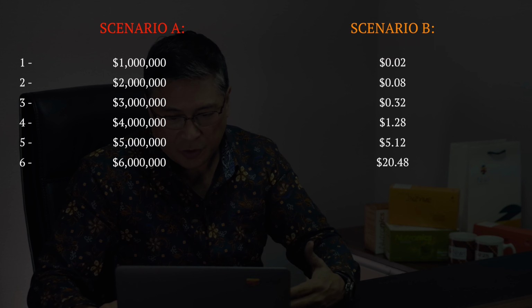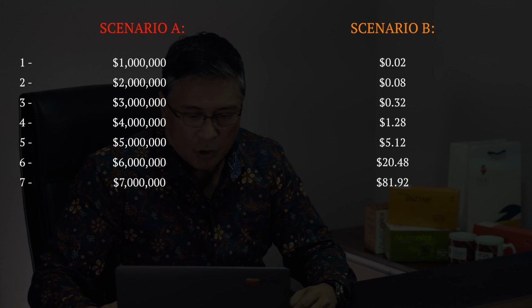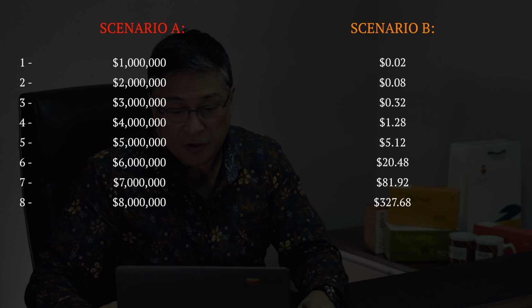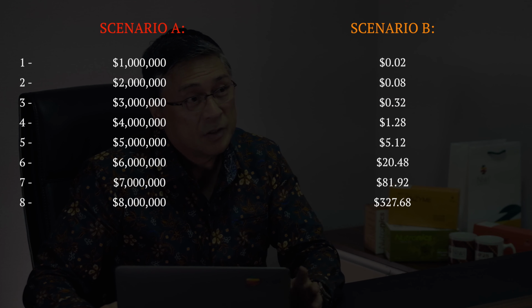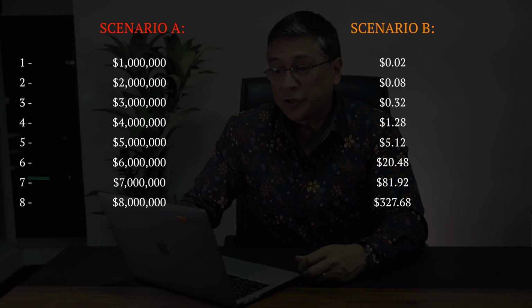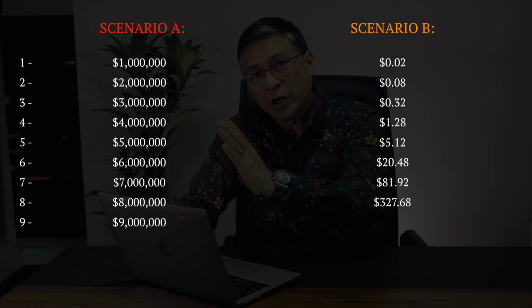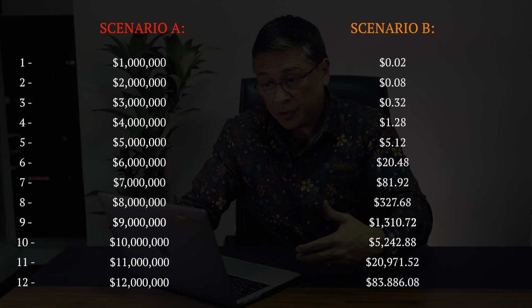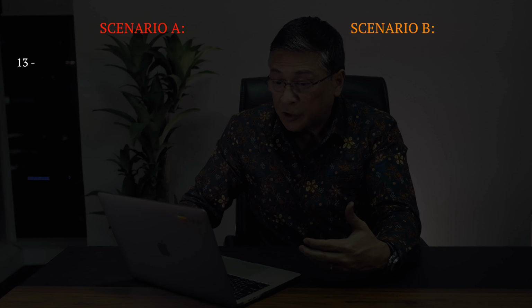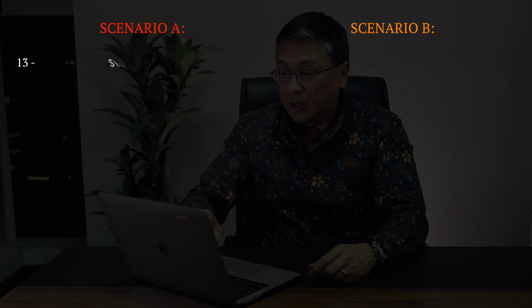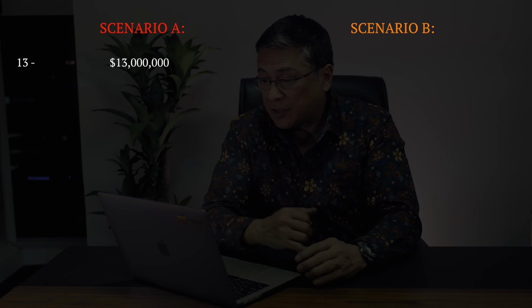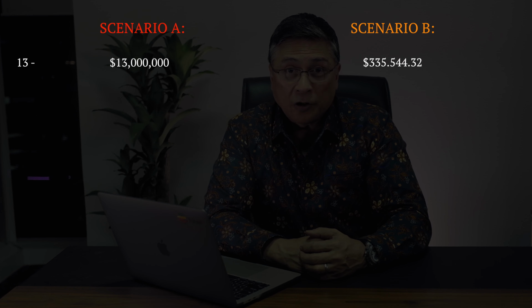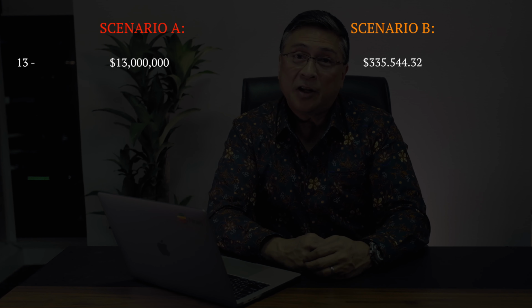On the 6th year, you can see it's growing, it's growing. On the 8th year, you have $8 million in scenario A, and you have $327.68 in scenario B. Now let's go to year number 9. $9 million here, and over here you have $1,310, and so forth and so forth. Finally, on the 13th year, you'll see you have $13 million here. Now it's starting to get sizable. On the other side, you now have $335,544. But still, it's not $13 million.